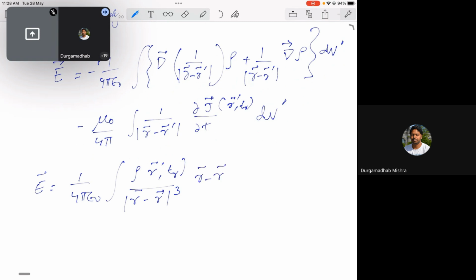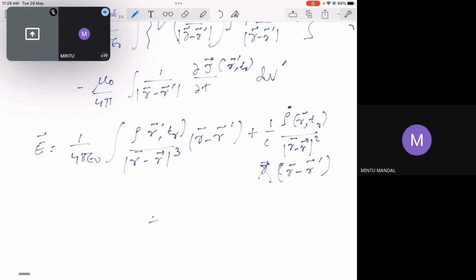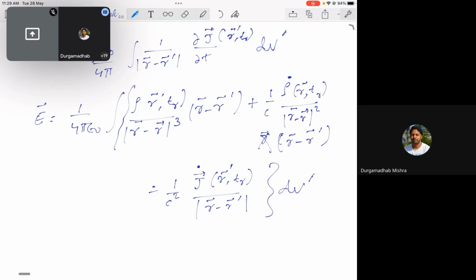So this is equal to (r minus r prime) plus rho dot, which means a partial derivative with respect to time t, divided by |r minus r prime| squared, then multiplied by (r minus r prime). There is also a term which is minus 1 by c square j dot, evaluated at r prime, t_r, divided by |r minus r prime|. This is how the expression for the electric field looks when the charge density has a time dependence.